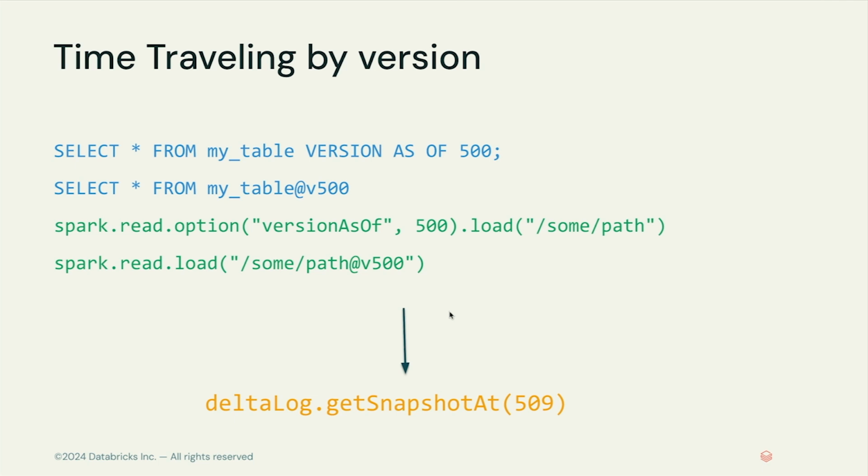Select star from my table, version as of 500. And I think if you remember from Michelle's pop quiz, Delta Lake has more than 500 contributors, so that's why we have 500 in there.